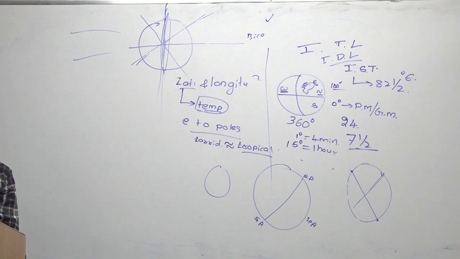Next, tilt of the earth. To understand the earth's tilt, we have to imagine a horizontal plane dividing the earth, and also a normal on this plane.